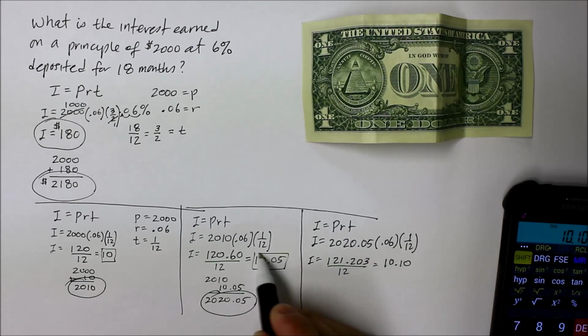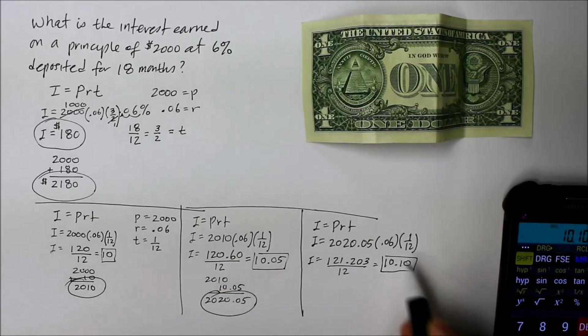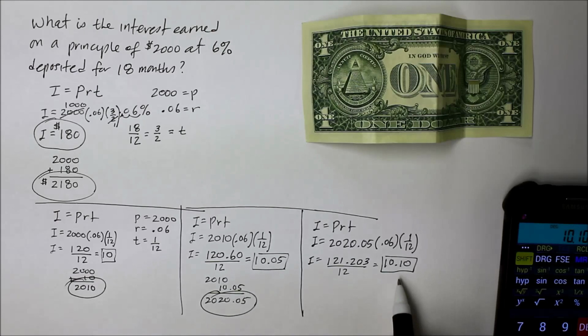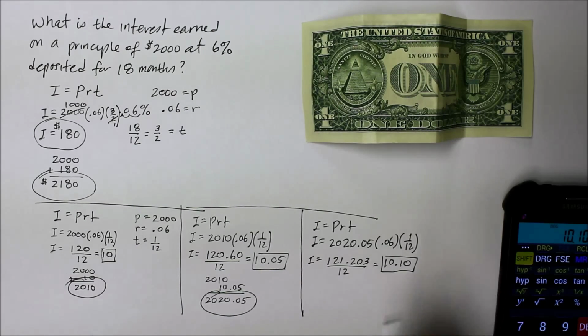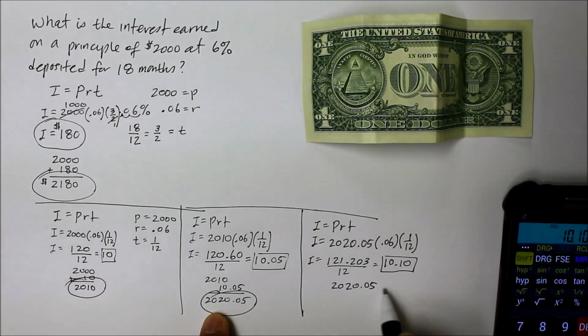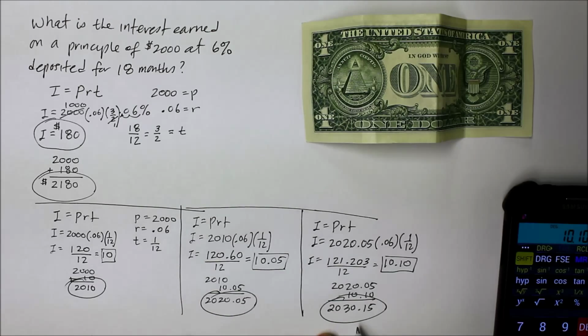Then $10.05. Now it's $10.10. Is it going to keep up the same growth ratio? I'm not sure. Only way to find out in this case is keep on going. But I'm not going to do that. No. But I'm going to find out what the balance is at the end of that third month, which is the previous balance that I put in, 2020, plus the $10.10. That gives me 2030.15. Yay. After 3 months, it's growing.